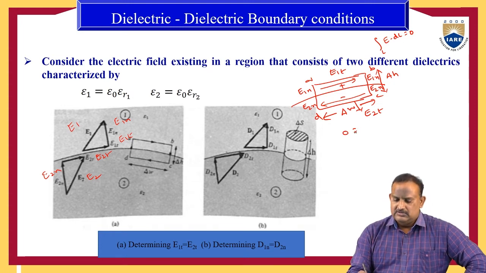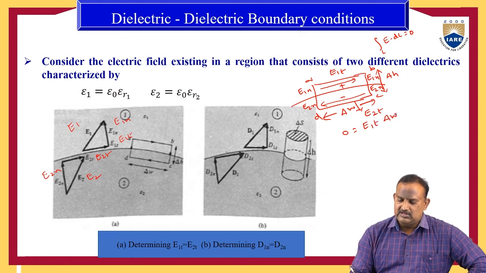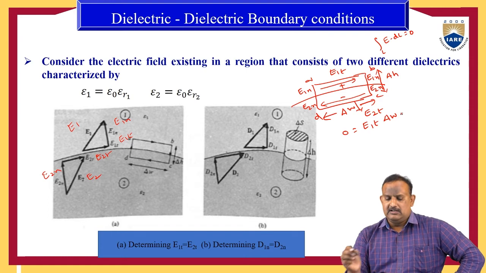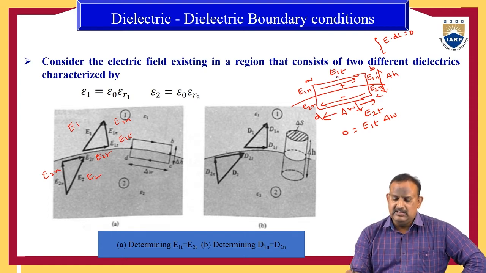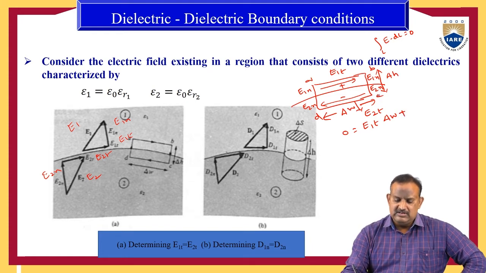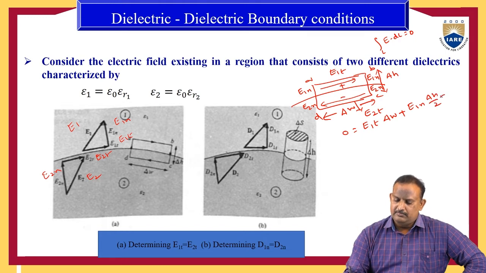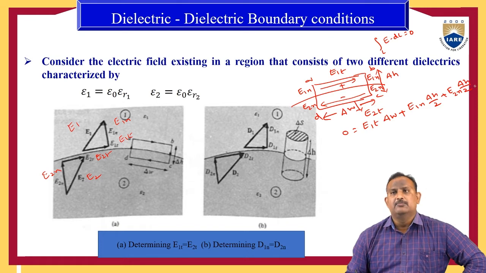So 0 is equal to, here we have the tangential component of the electric field, E1t, into the width of side AB, delta W, plus the normal component. Here the normal component is divided into two parts, E1n and E2n. Therefore, E1n into delta H by 2 plus E2n into delta H by 2.